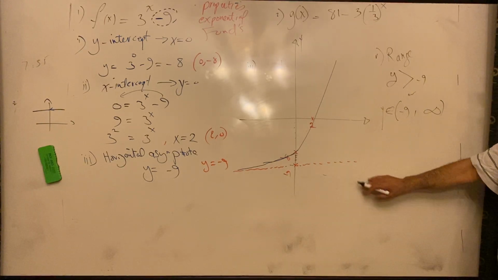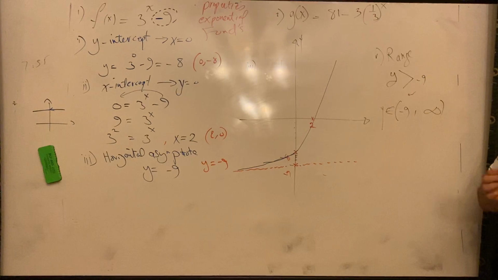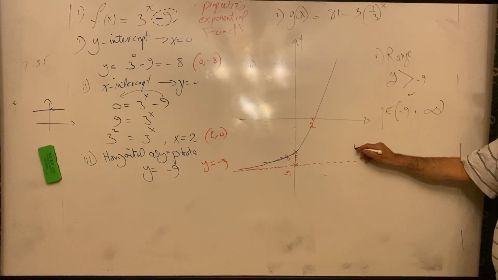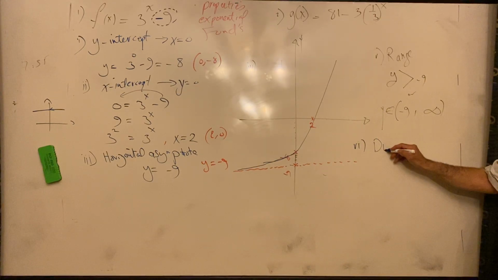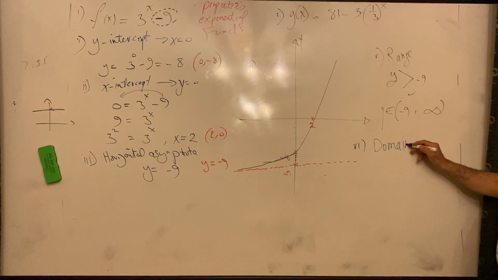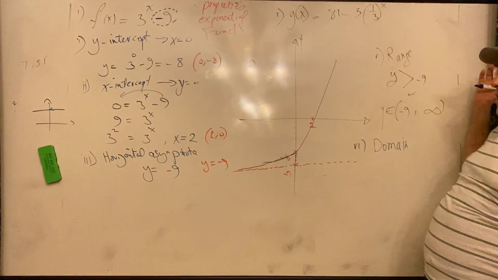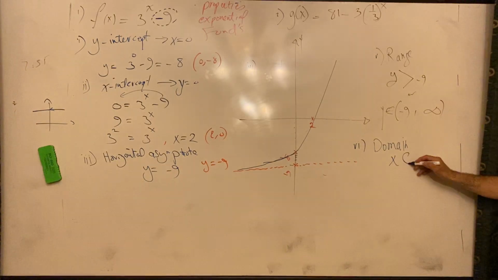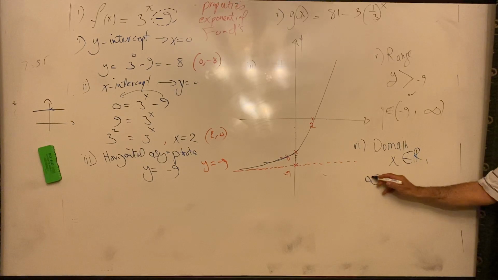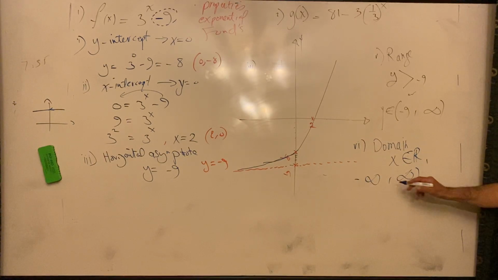Some people may be curious how to find the domain. Actually, the domain is so simple nobody talks about it. It goes all the way that way and that way, all the values of x. So we can simply say x belongs to R. If you don't like the words belongs to, it's from -infinity to +infinity.